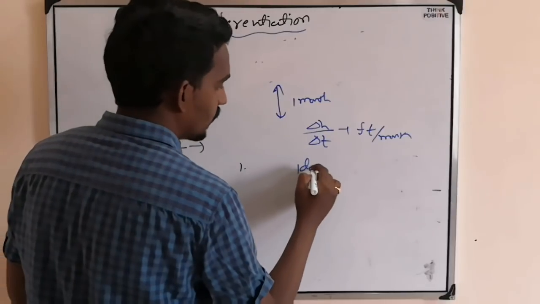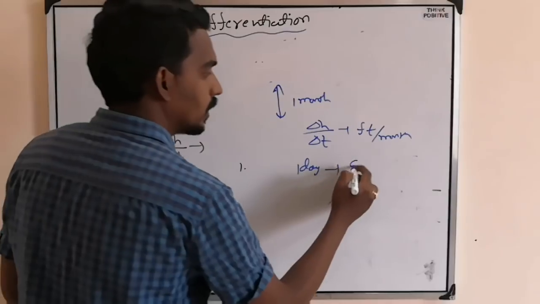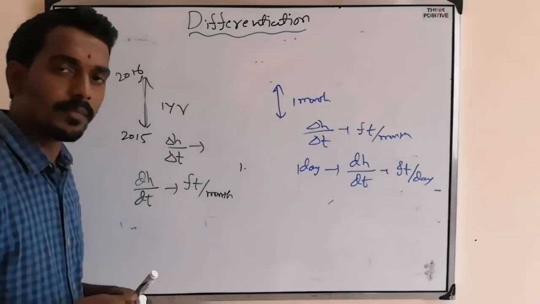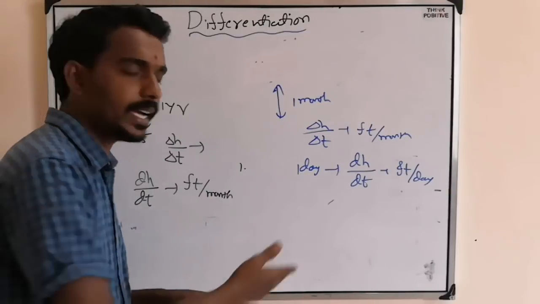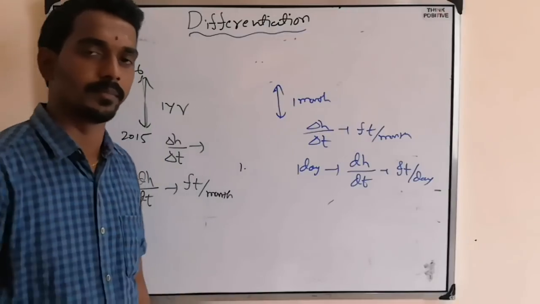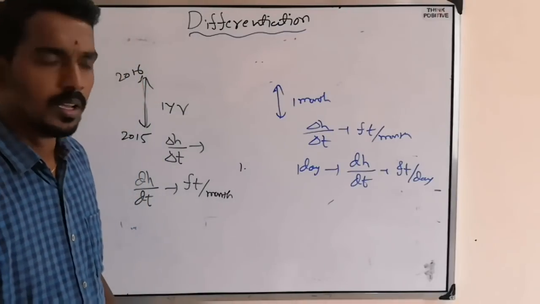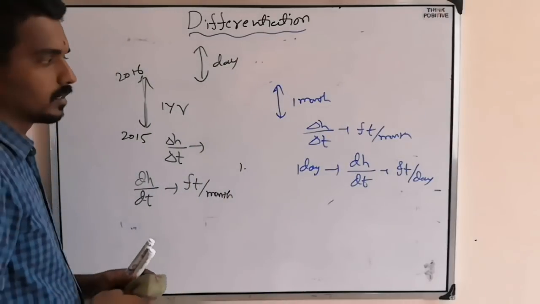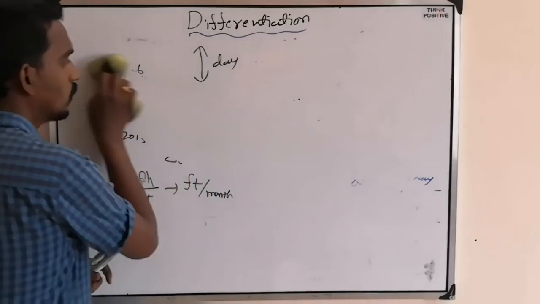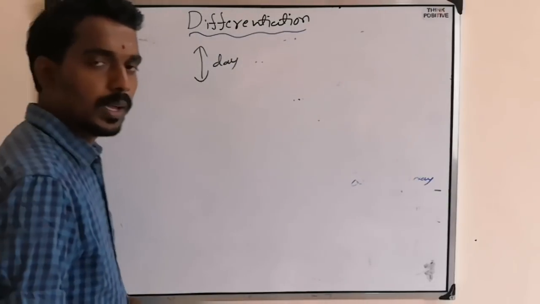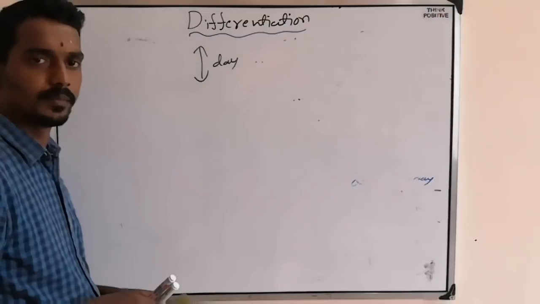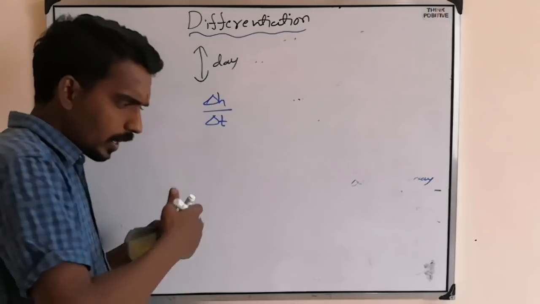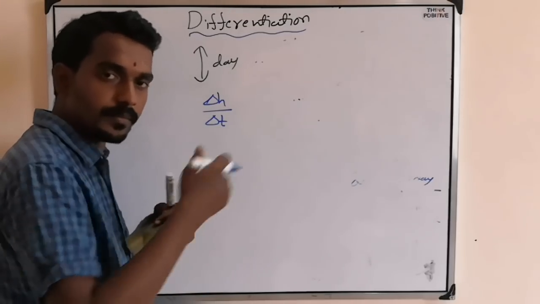Then in 1 day, that is called dH by dt, foot per day, the rate of change in your height with respect to age or time. Now, if you take 1 day as average, from 12 am to 12 am, then it is called delta H by delta T, from one instant to another instant, average.